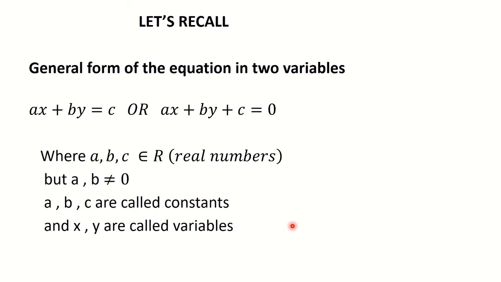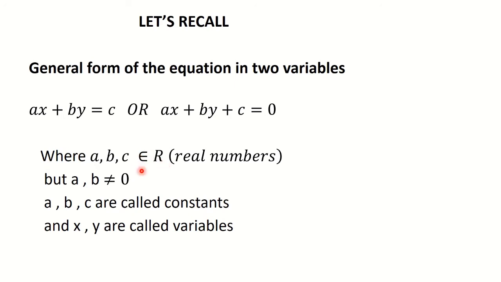See, first of all, let us discuss the general form of the equation in two variables. The general form is ax plus by is equal to c or ax plus by plus c is equal to 0. You will observe that both these equations are actually same. When you shift this c from left hand side towards the right hand side, you are going to get this form. Generally, we are going to use this form only, that is ax plus by is equal to c. The variables, they are on the left hand side of the equation and the constant is on the right hand side. Here a, b and c, they belong to R.